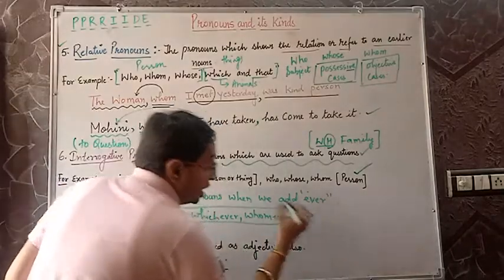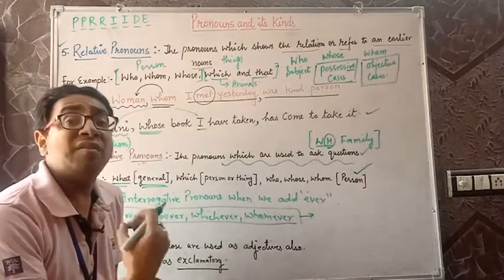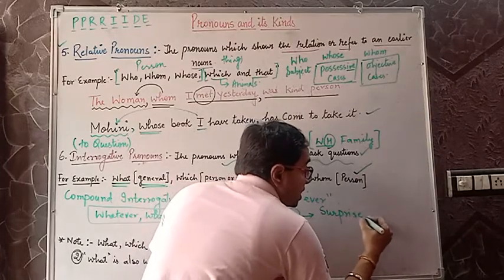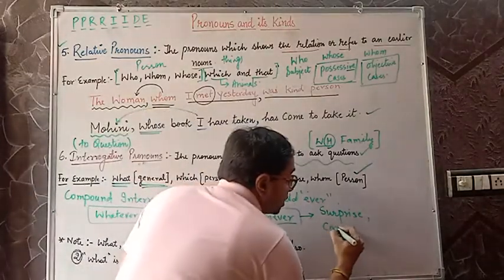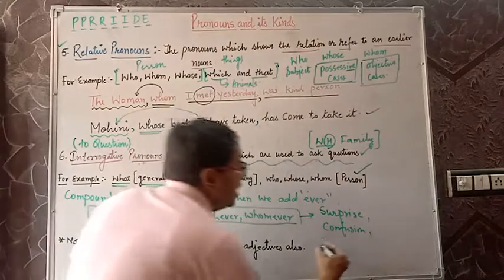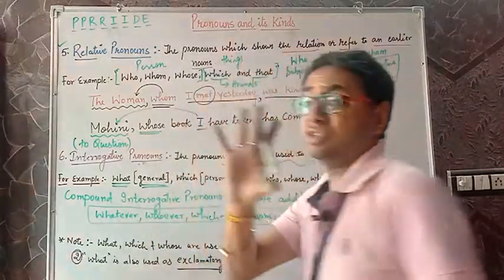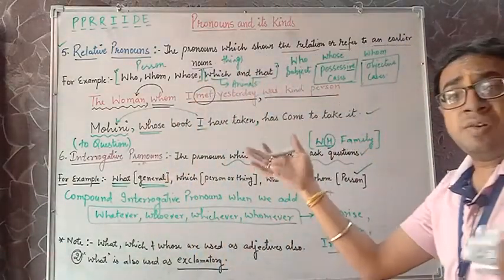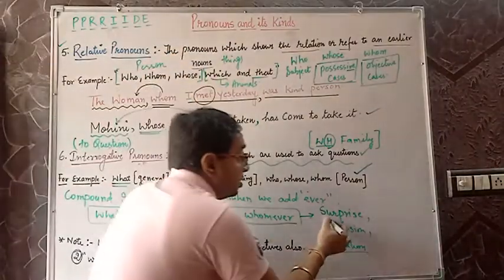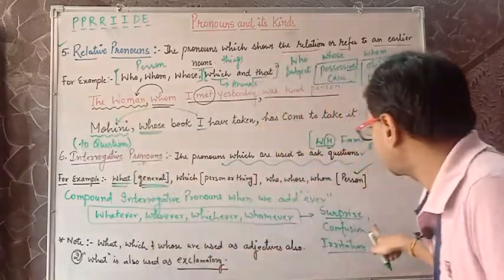Basically, these words come into the picture when we are surprised, when we are having a confusion, and when we are having irritation about something. In the question form I am talking, okay. For example, whatever the person wants to do. Whatever the person wants to do, you have no problem. Surprise. Or you are not bothered about it. Clear with this?